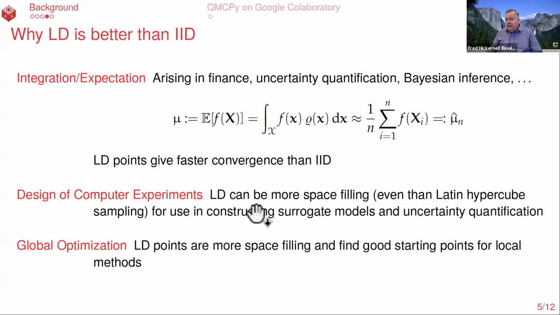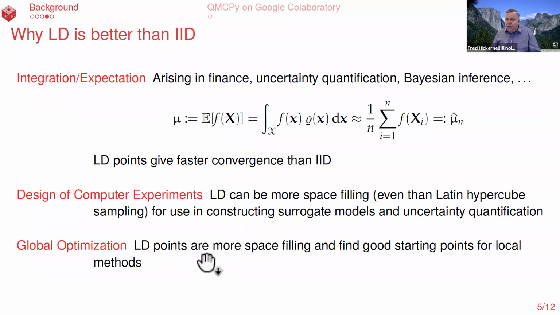Some people are interested in design of computer experiments. Maybe they're constructing surrogate models. That means models that they can evaluate quickly that mimic the results of a very expensive computer simulation. And so traditionally people have used random or maybe Latin hypercube sampling to figure out where to evaluate the parameters for that expensive computer model. But low discrepancy is more space filling and often gives you better results.